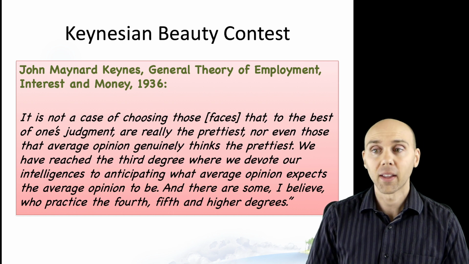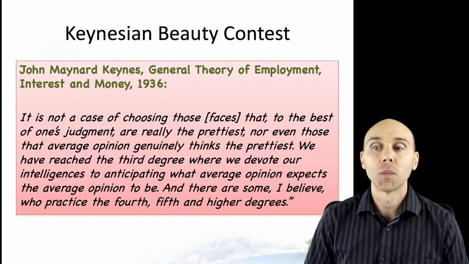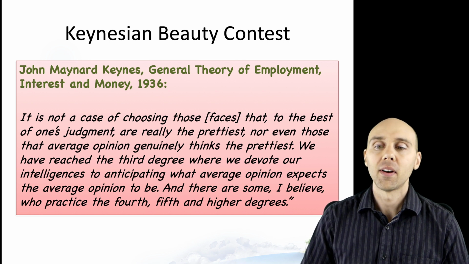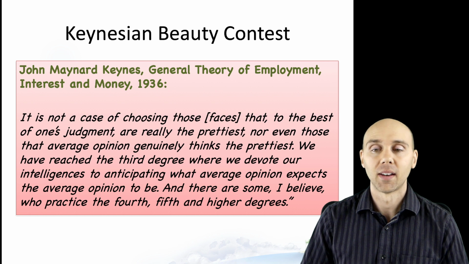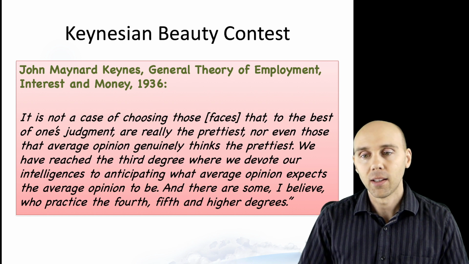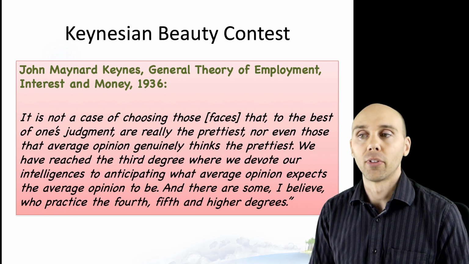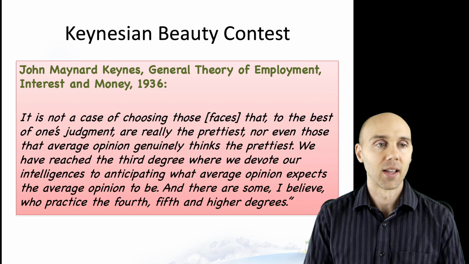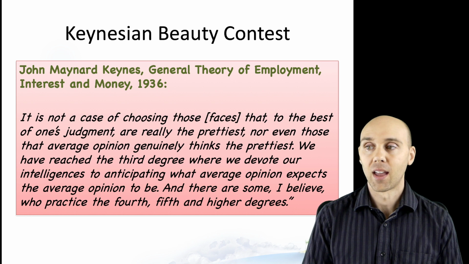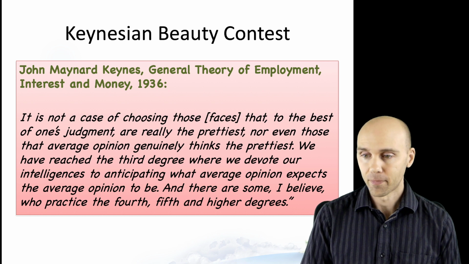He says, it's not a case of choosing those faces that to the best of one's judgment are really the prettiest, nor even those that the average opinion genuinely thinks are prettiest. We've reached this third degree, this higher level, where we devote our intelligences to anticipating what average opinion expects the average opinion to be. And there are those, I believe, who practice the 4th, 5th, and higher degrees, and so forth. So Keynes wrote about this in the General Theory of Employment, Interest and Money, which was just prior to the Second World War. And we'll talk more about his influence on modern macroeconomics and also his role during the war once we get into the macroeconomic components of this course.